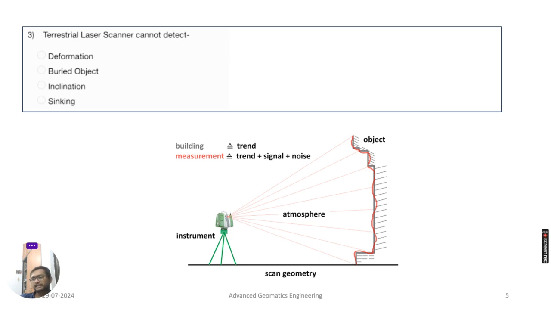Apart from that, there is inclination. If two objects are inclined with each other, what is the angle at which they are inclined? This will be useful.